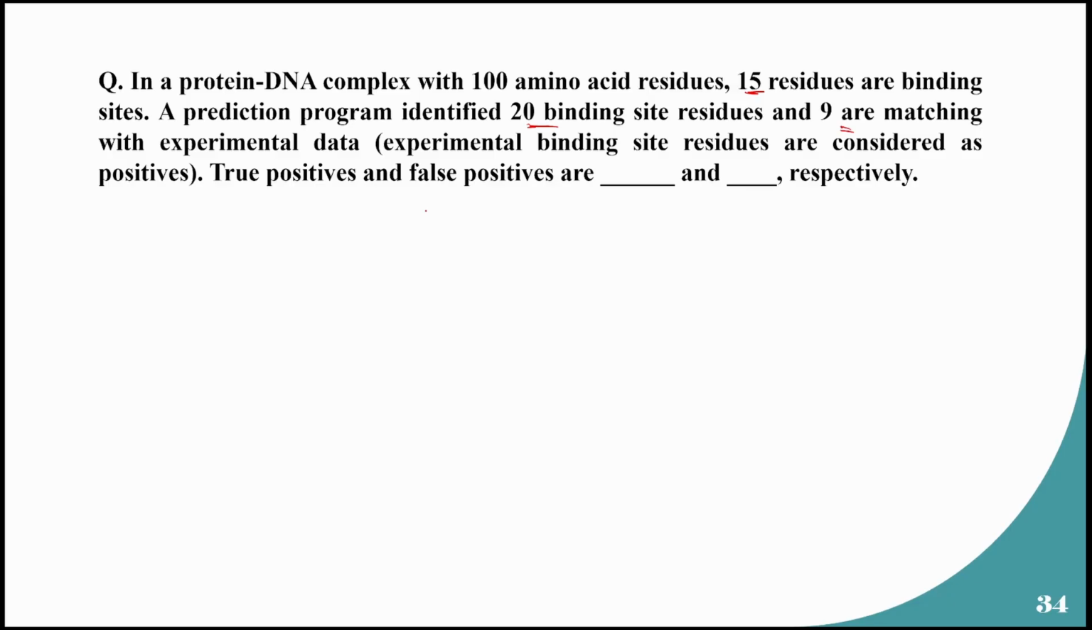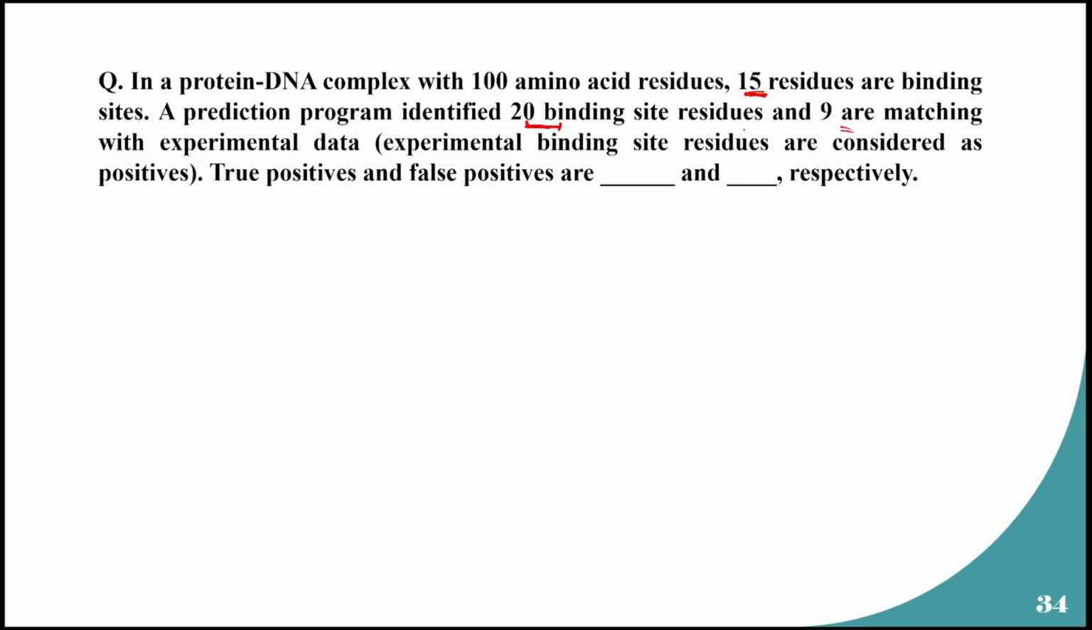And it seems that 15 of the amino acid residues are actually binding sites. So you have the actual experimental data of which amino acids are the binding site residues, and the number of that is 15. So that is your actual binding site residue value. Now your prediction program has identified 20 binding site residues. So originally you should have 15 binding site residues, right? But the prediction program has identified 20 residues.